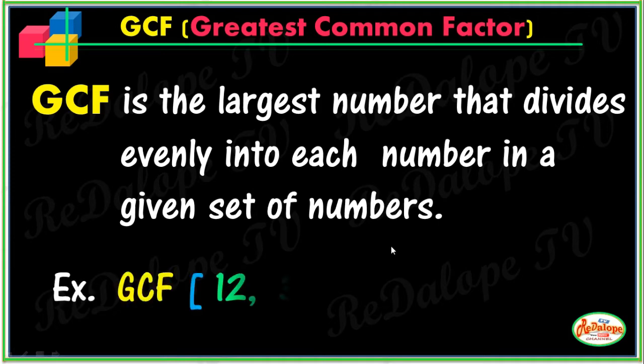For example, you are given a set of numbers here, 12, 30, and 42, and we are required to find the GCF. And the GCF of these three numbers happens to be 6, since when we divide these three numbers by it, it will give us an exact number. So let's try. 12 divided by 6, the answer is exactly 2. 30 divided by 6 happens to be 5. 42 divided by 6 is exactly 7.